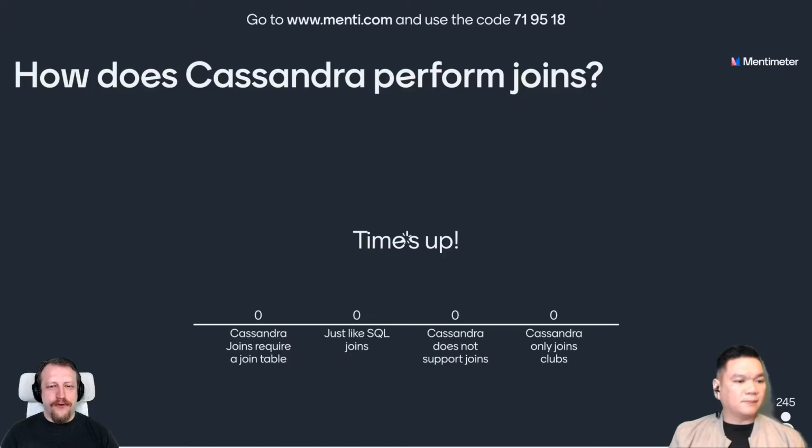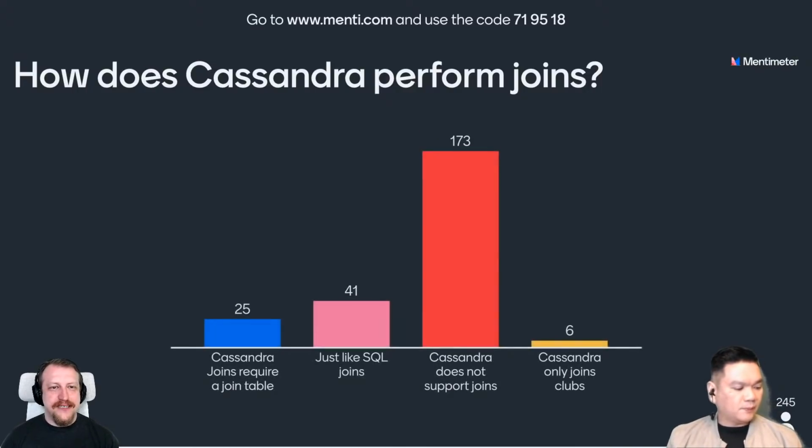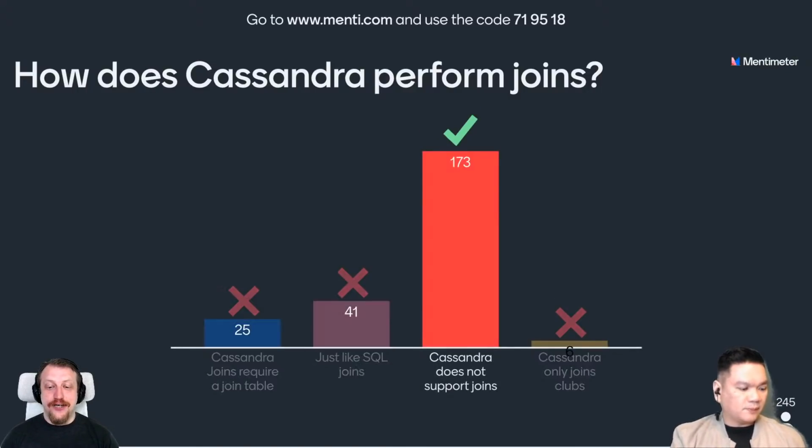Time is up. How does Cassandra perform joins? Cassandra does not support joins. The correct answer is Cassandra does not support joins. 49% answered just like SQL joins. Hey everyone, please focus. That's not a correct answer. There are no foreign keys and no joins in Cassandra.